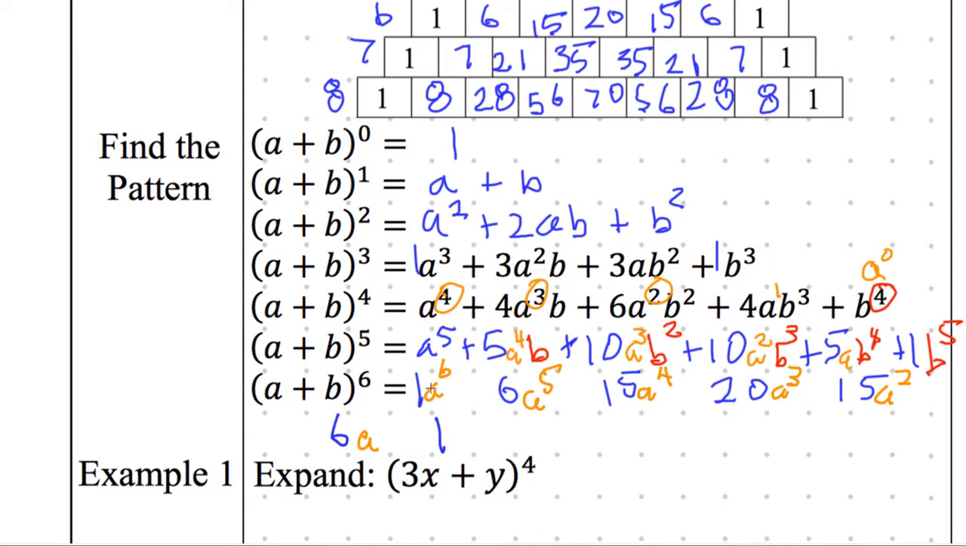Next I have my b's. My b's start here. They start with the power of 6. 6, 5, b to the power of 4, b to the power of 3, b to the power of 2, b to the power of 1, and b to the power of 0. There is my expansion. Make sure that I have pluses in between each of these. Plus, plus.